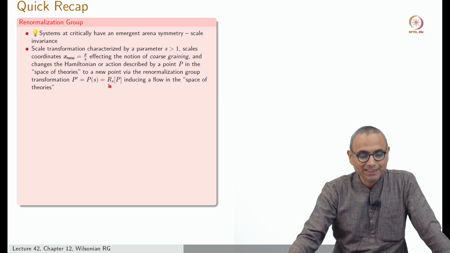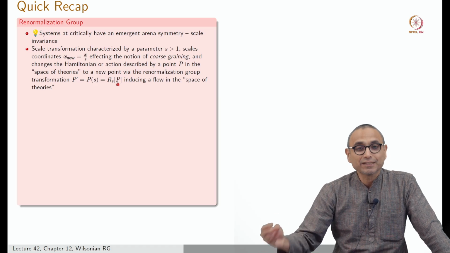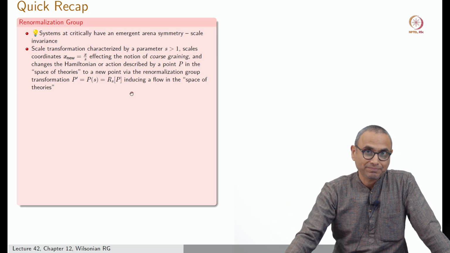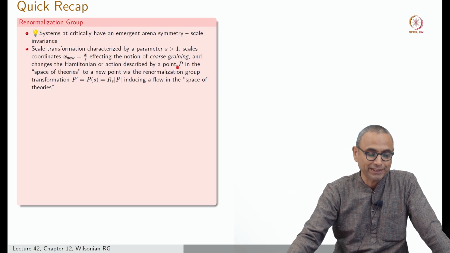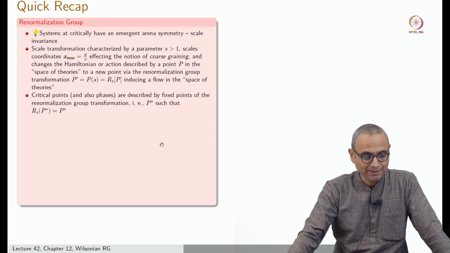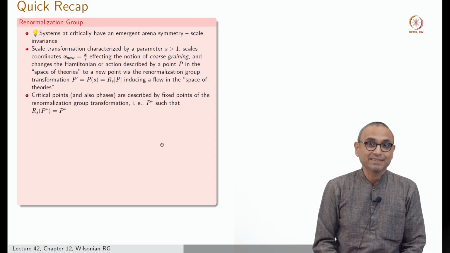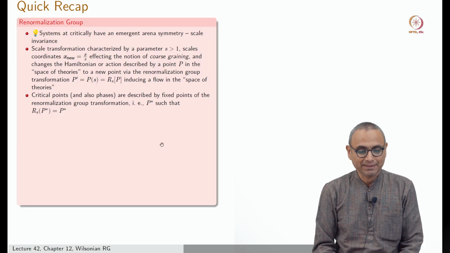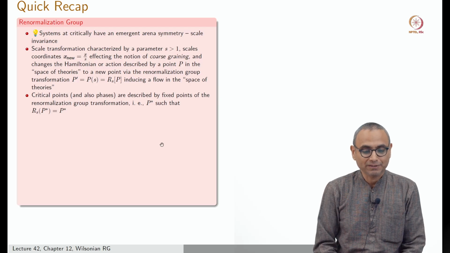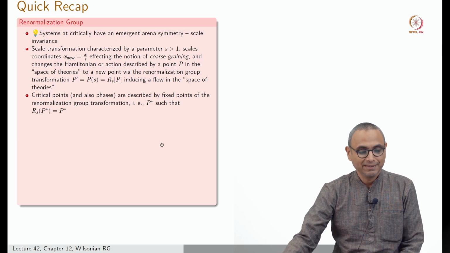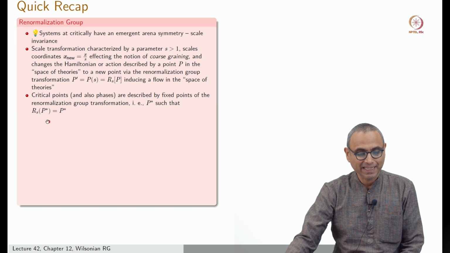And this transformation, which is called the renormalization group transformation, is formally denoted by R_S of P, and it induces a flow in the space of theories. Space of theories is the set of all points P which characterize the coefficients of, let us say, the Ginzburg-Landau theory. So, the critical points and also phases, as we saw in the last meeting, are described by fixed points of the renormalization group transformation, P star, which are invariant under the scale transformation. So, R_S of P star will be P star itself.